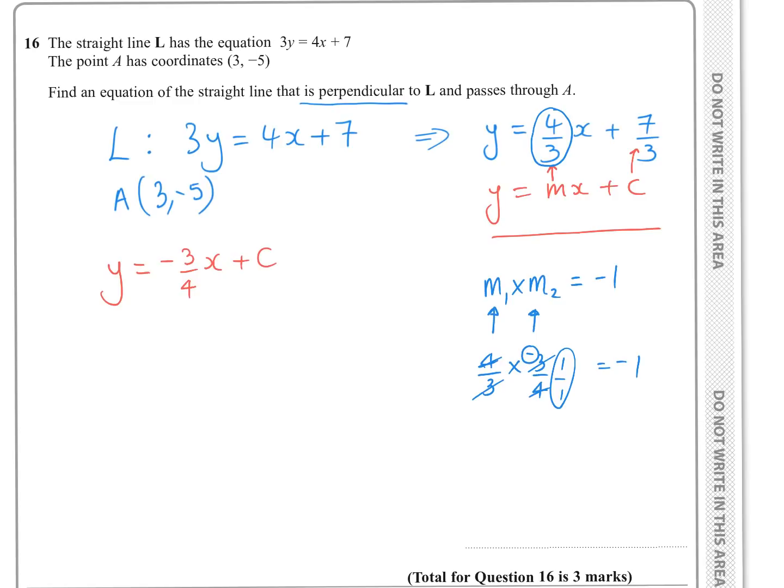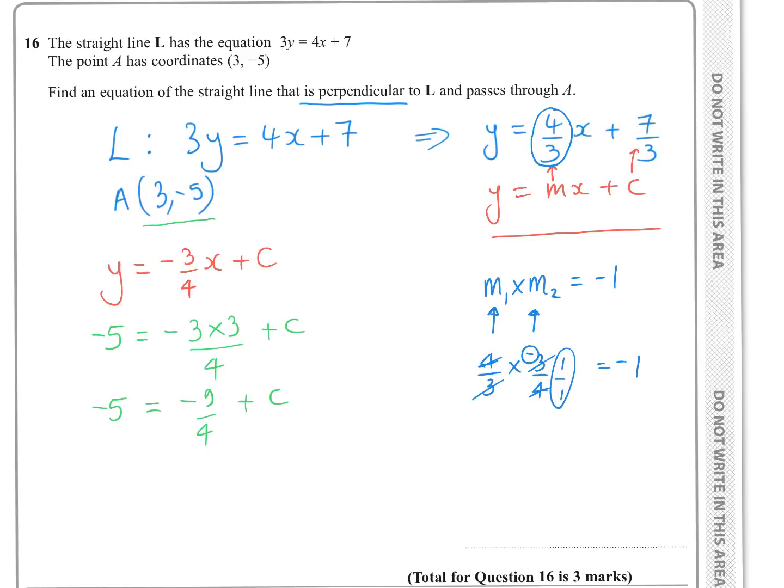And then the way of finding that out, as I'm sure a lot of you have worked out already, is to just substitute x is 3 and y is negative 5 into here. So if y is negative 5, we'll have minus 3 times 3 over 4 plus c. So negative 5 equals negative 9 quarters plus c.